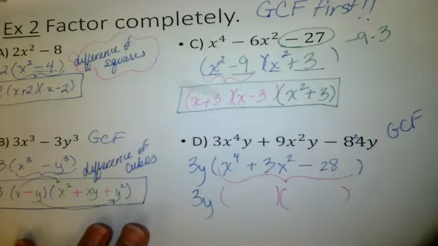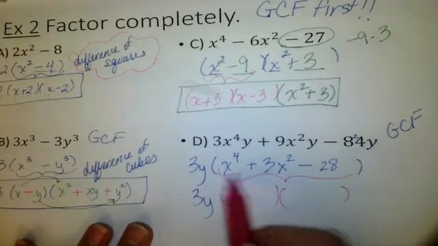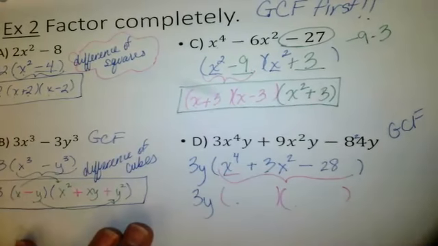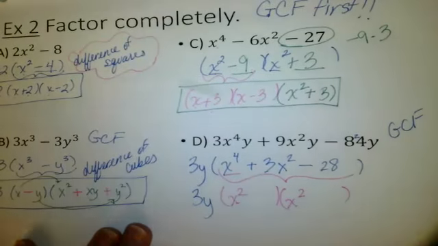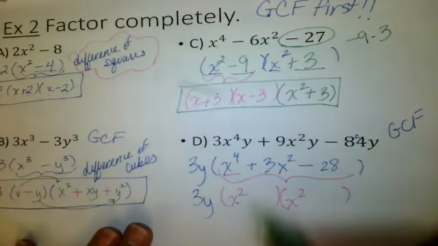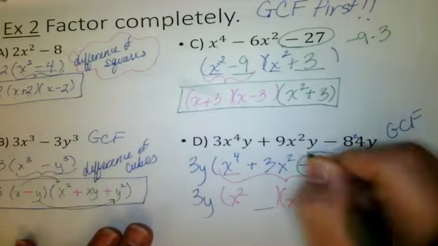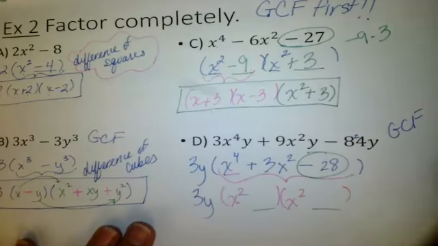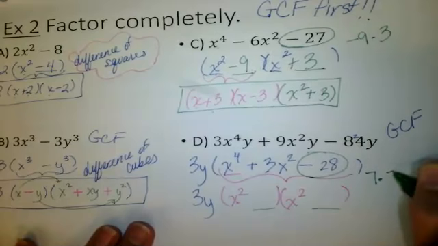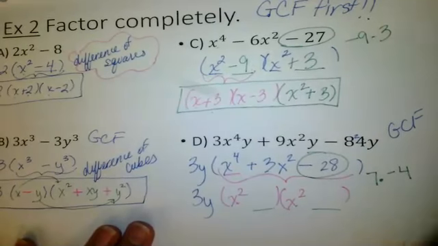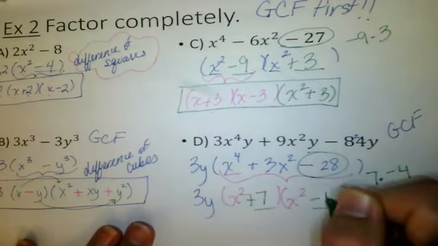All right. First times first has to be x to the fourth. What times what is x to the fourth? X squared times x squared. And then last times last has to be negative 28. What times what is negative 28? 7 times negative 4. Very good. Positive 7 and negative 4.